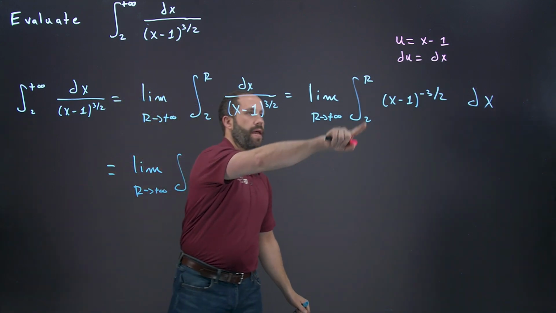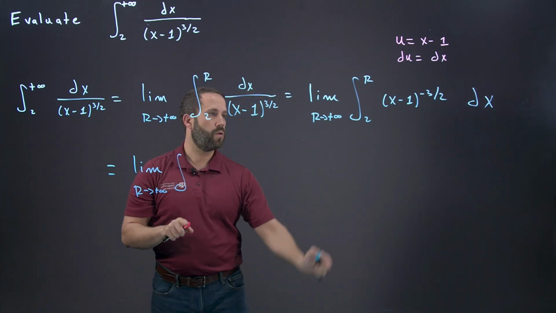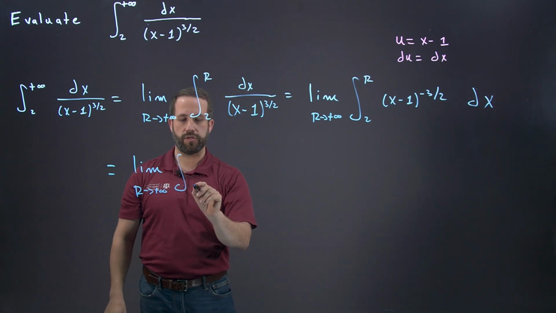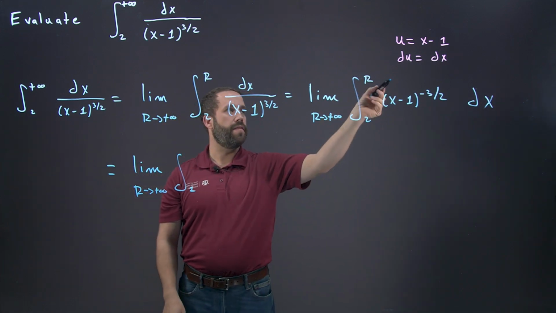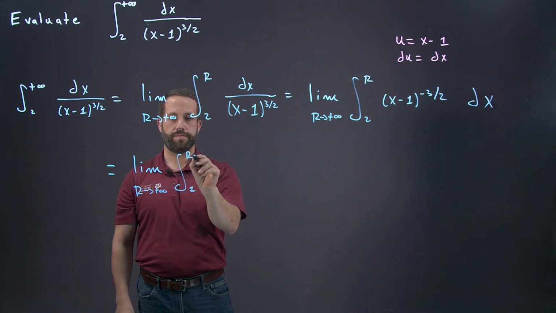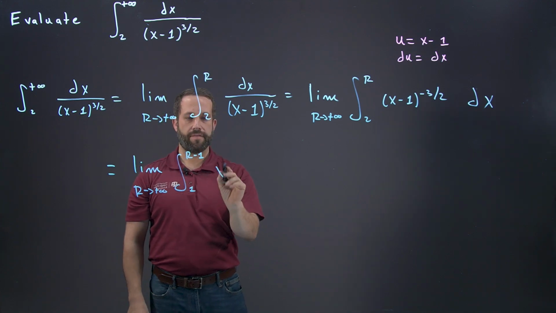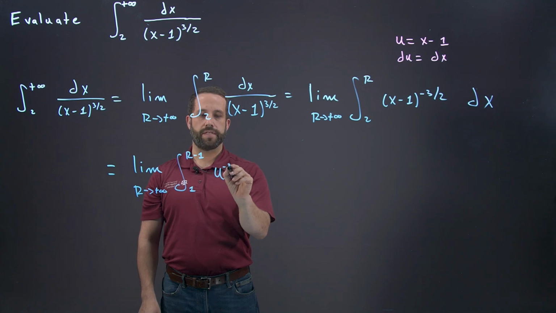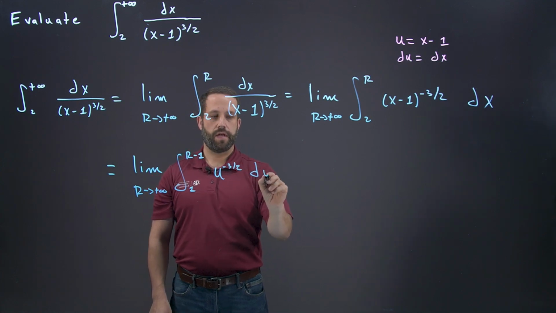Okay, I need to change my integral bounds. So the lower one here is 2, but u is equal to x minus 1. So this is going to be 2 minus 1, which is 1. And this one is going to be r minus 1. And now we're going to have u to the minus 3/2 du.